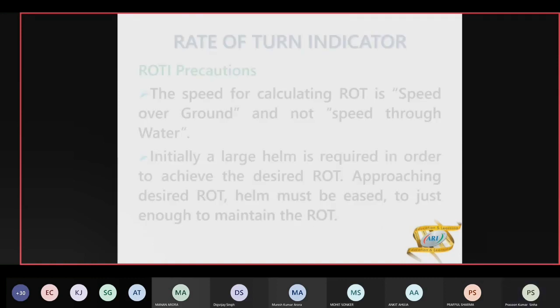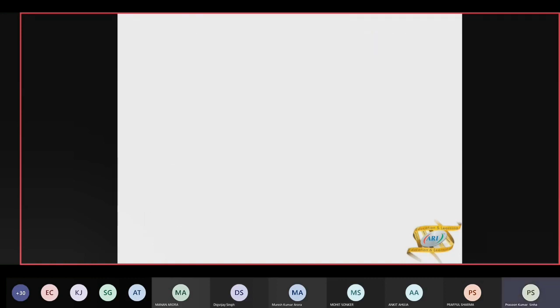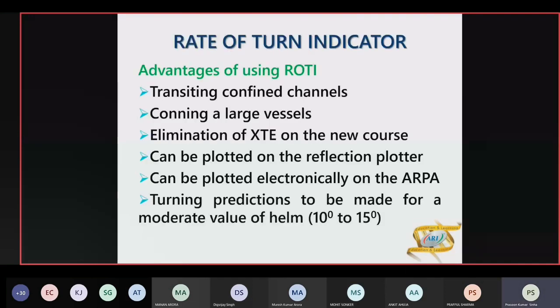Next. Okay. So here's the blank screen with you. Okay, this is the screen with you.